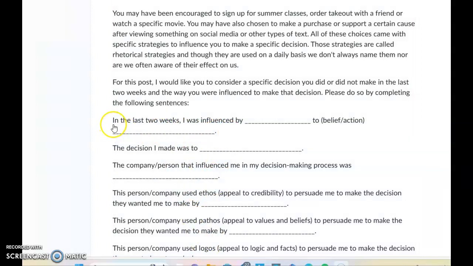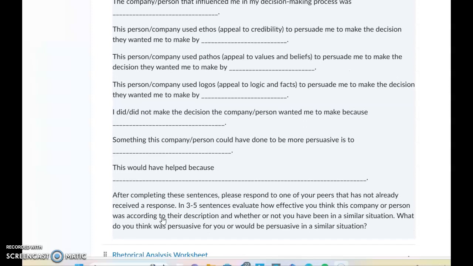So if you don't want to say exactly, in the last 2 weeks I was influenced by a movie ad, a movie trailer to watch a movie, that would be an example of how you could finish that. You could just talk about being influenced recently by something. So just in your own words. But the idea is to touch on all of these points in your post.